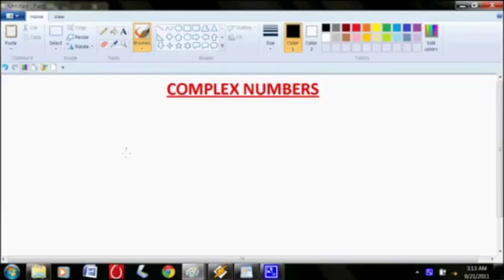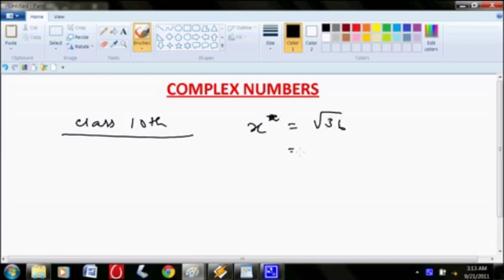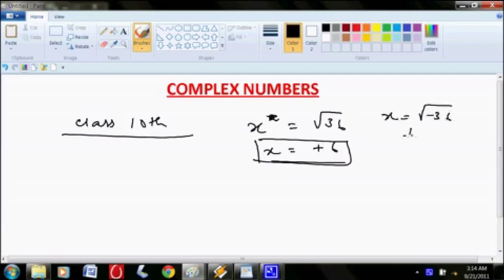Complex numbers. Till class 10th, you must have learned that if x is square root of 36, then it is 6. And if it is square root of minus 36, this is impossible. In other words, a negative number can't be there within a root sign. This is what the syllabus of class 10 says.